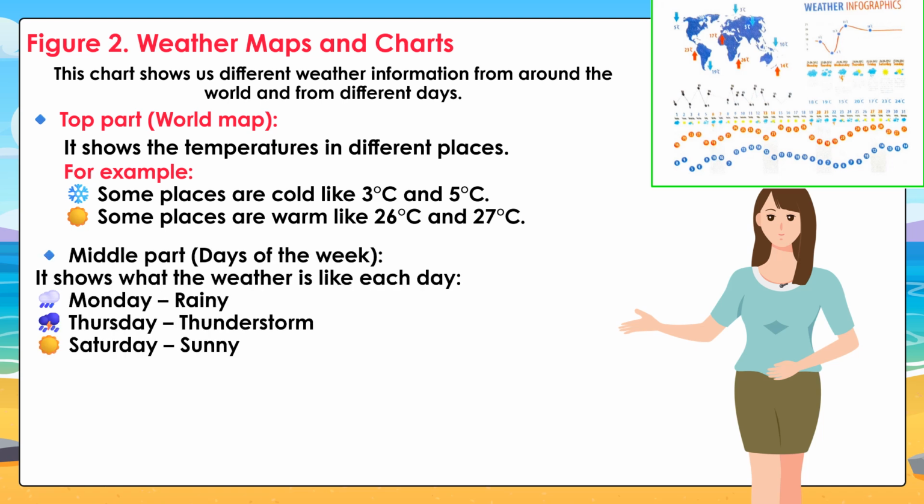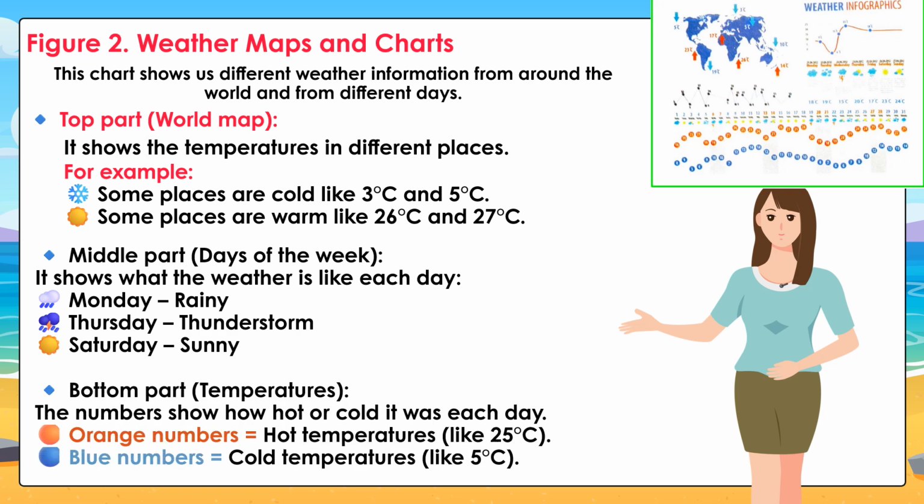Middle part, days of the week, it shows what the weather is like each day. Monday, rainy, Thursday, thunderstorm, and Saturday, sunny. Bottom part are temperatures. The numbers show how hot or cold it was each day. Orange numbers, hot temperatures like 25 degrees Celsius. Blue numbers, cold temperatures like 5 degrees Celsius.